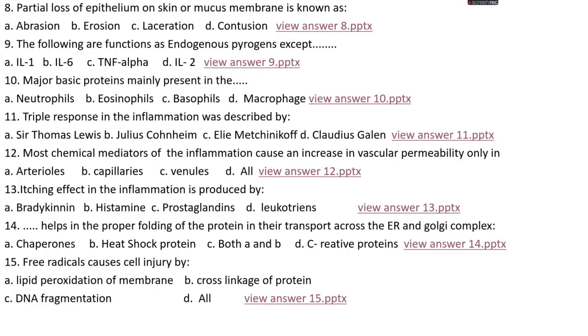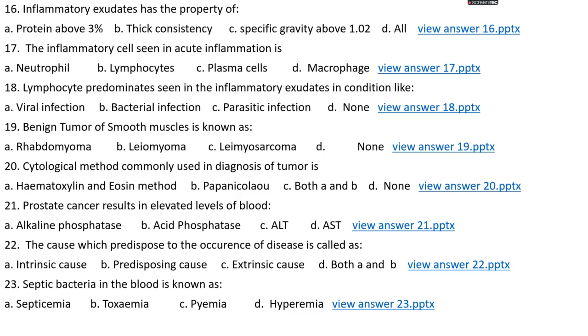Question number 16. Inflammatory exudate has the property of: option A, protein above 3%; option B, thick consistency; option C, specific gravity above 1.02; or option D, all. The right answer is option D, that is all.